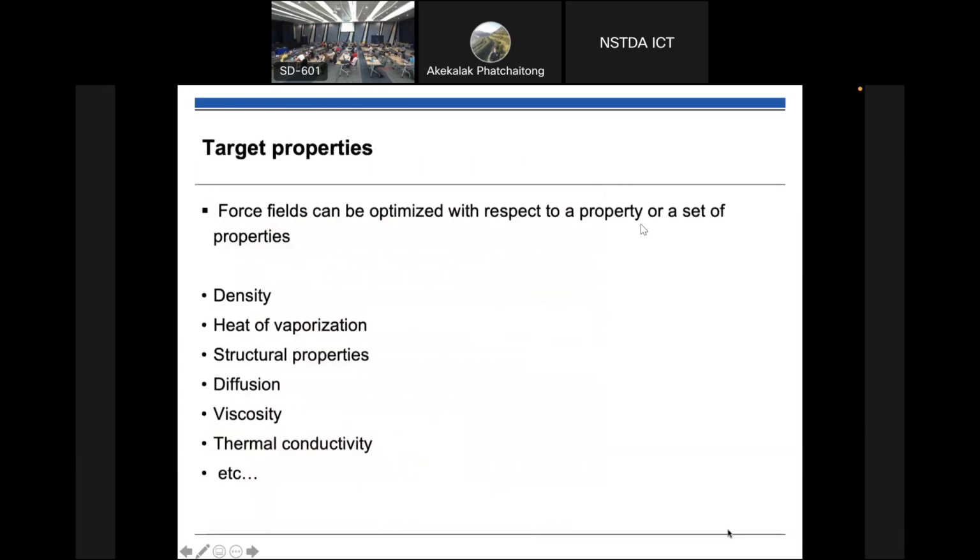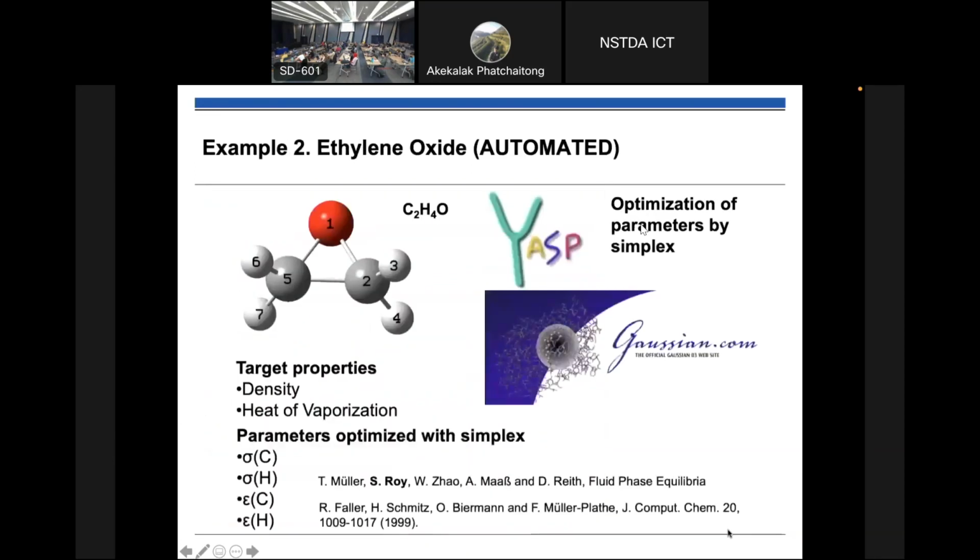Okay, so as I was telling you about target properties, this is one example I would like to show you, for ethylene oxide. Again, this was done quite a while back. What we did was use a simplex method, which automated the force field development. Whatever I told you sounded manual, right? You can automate the whole process of optimization.